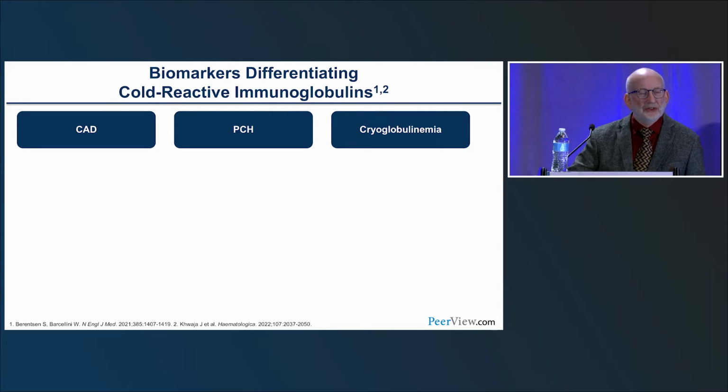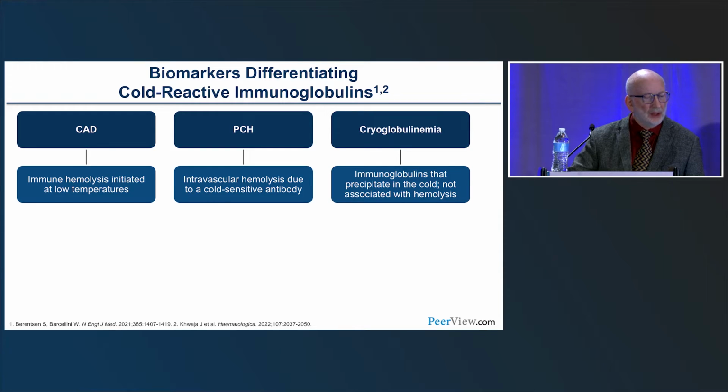So, what are the different biomarkers distinguishing the different cold reactive immunoglobulins? In cold agglutinin disease, it's a question of immune hemolysis initiated at low temperatures. In PCH, it's an intravascular hemolysis due to a cold-sensitive antibody. And then we have cryoglobulinemias, which are not hemolytic anemias, in which immunoglobulins can precipitate in the cold.